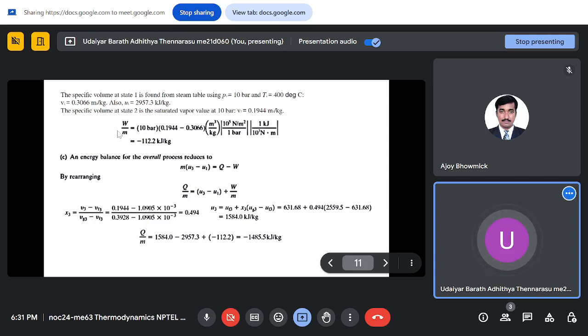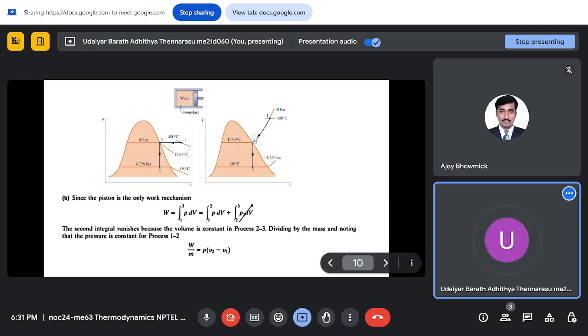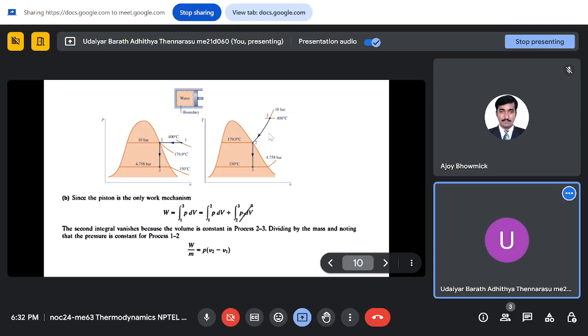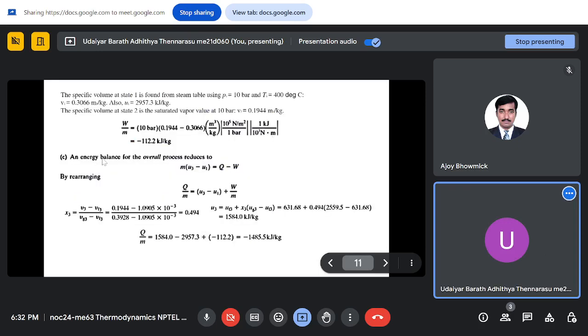So this is negative because you are compressing the system. Then second is to find out the net heat transfer which is happening between the process 1 to 3. So we will do an energy balance.